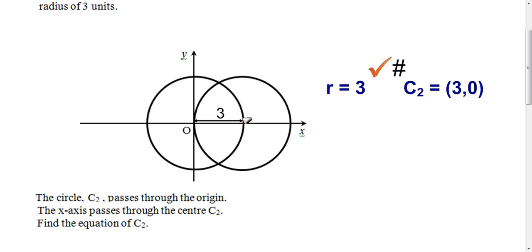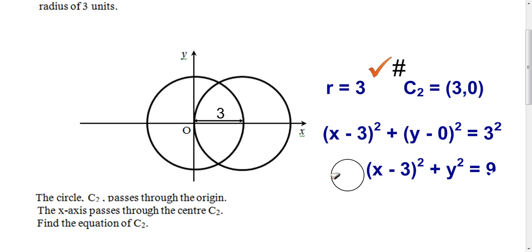From that information, just go to your formula sheet and use your circle formula, which is x minus 3 squared plus y minus 0 squared equals the radius squared, 3 squared. So leave that as it is, and I would really just take the 0 away and remember to square out the 3 to leave you with this. Okay, so one mark here and one hashtag mark for getting this information.